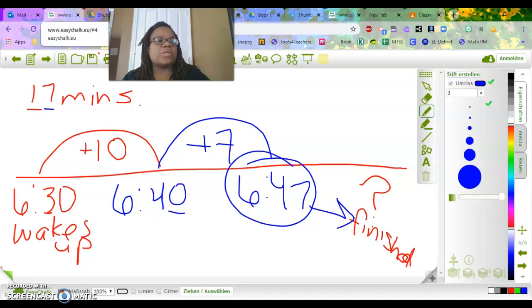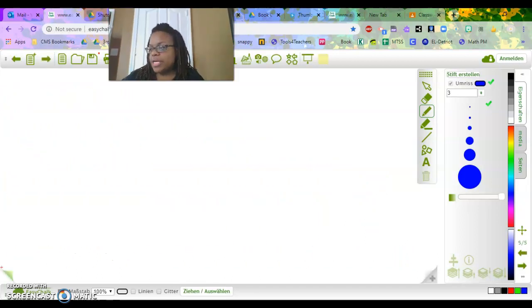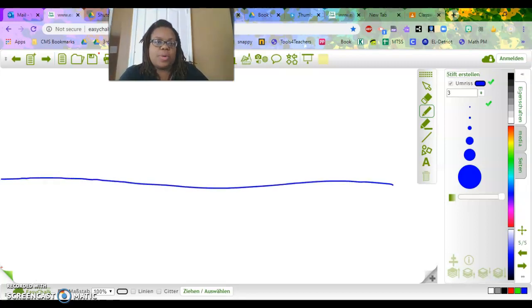All right, last question to go over is Jordan finished playing a game at 4:45. The game took 23 minutes to play. What time did he start playing the game? Again, I'm using this number line to help me, and I'm putting that information that they give me on the number line. It tells me what time Jordan finishes, so that's going to be here on my number line.